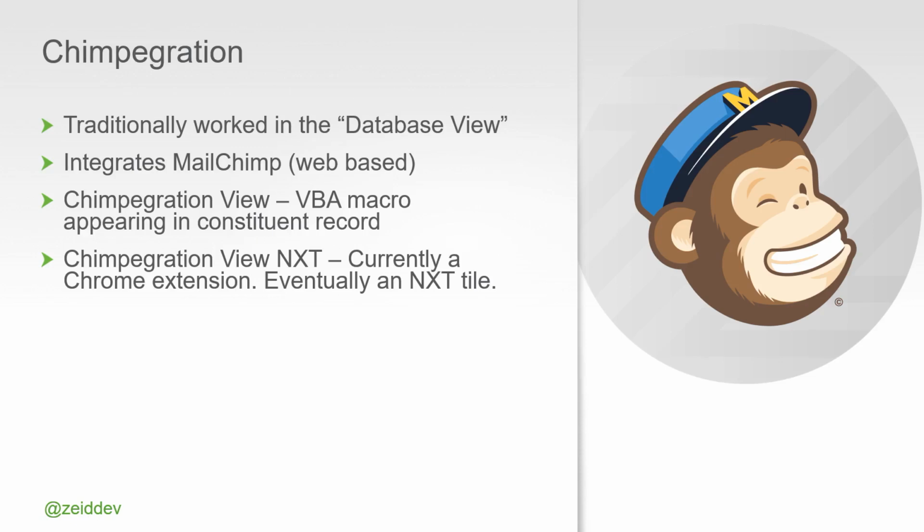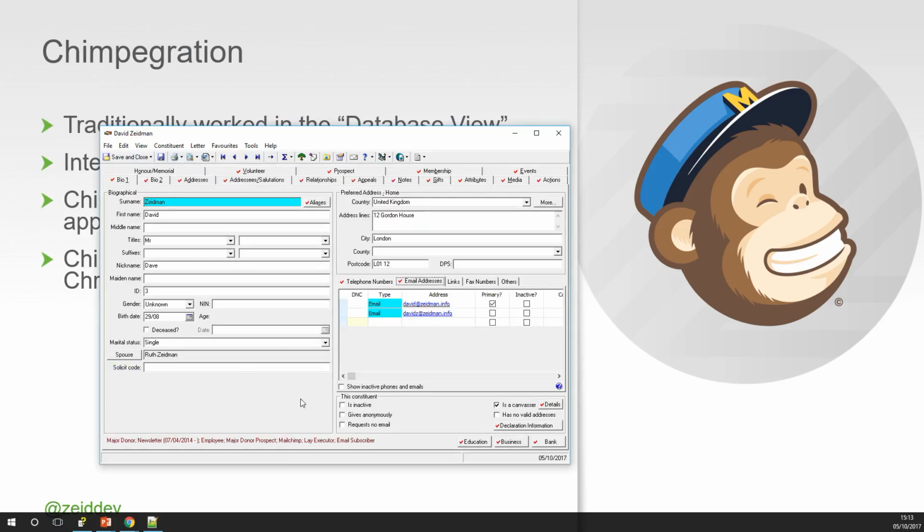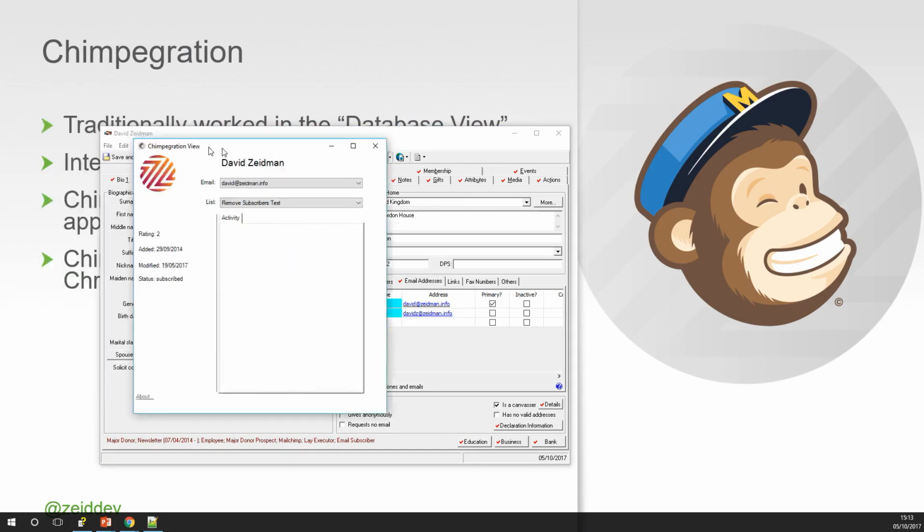So if I just bring up my constituent record here. I have a record here, and I have a number of email addresses here. If I then go to the toolbar here, the macro button, View on Mailchimp, which I have here, if I start that, it should appear somewhere shortly. Let's see. And so let's drag that over.